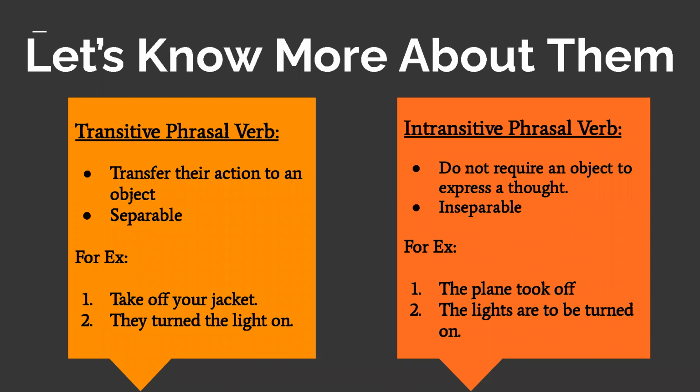Yeah, sure. What Akshita wants to say: take off your jacket. Jacket is an object, and the subject is a person. So we are telling someone to take off your jacket. The person is the subject and jacket is the object. But in the second example, the plane took off. There is no object. The subject is the plane. And the plane took off.